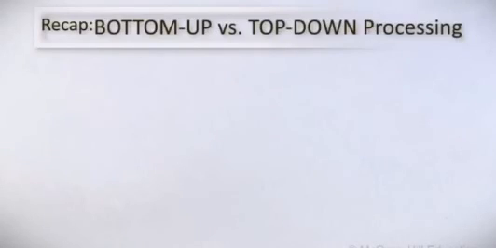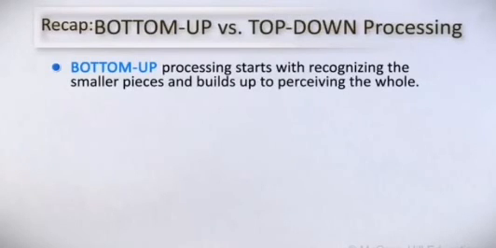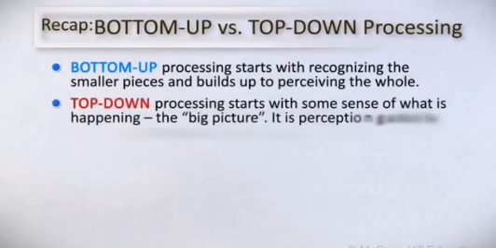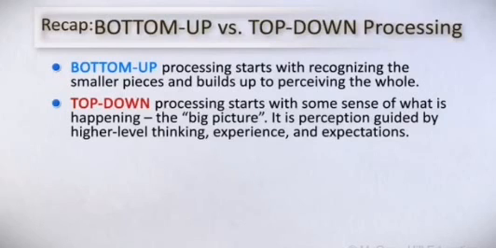Recap: bottom-up versus top-down processing. Bottom-up processing starts with recognizing the smaller pieces and builds up to perceiving the whole. Top-down processing starts with some sense of what is happening, the big picture. It is perception guided by higher-level thinking, experience, and expectations.